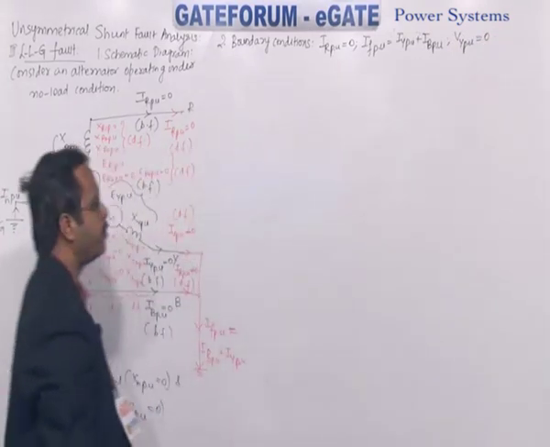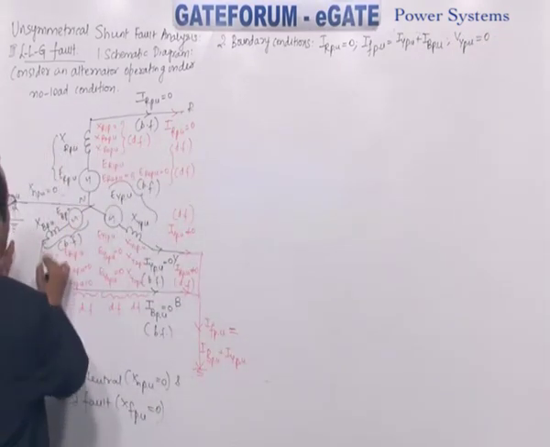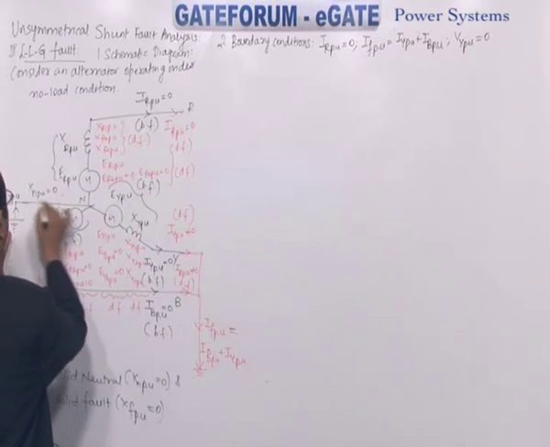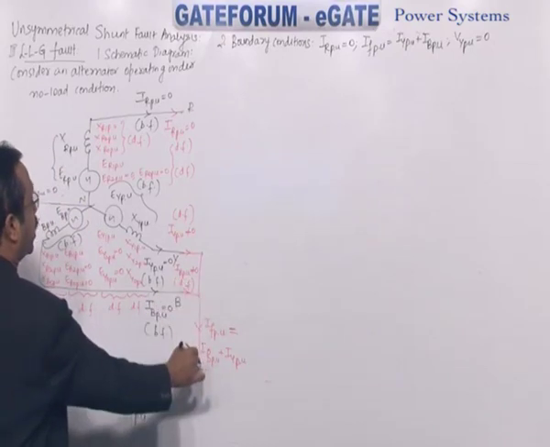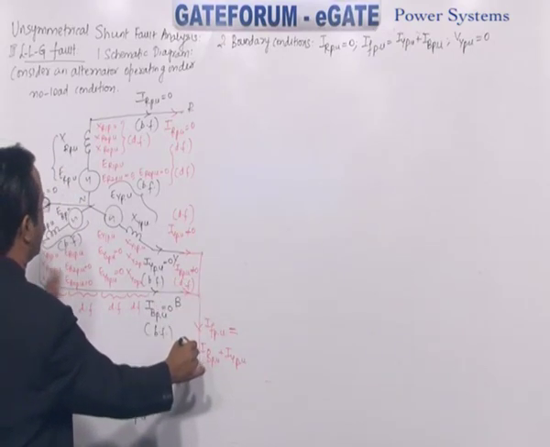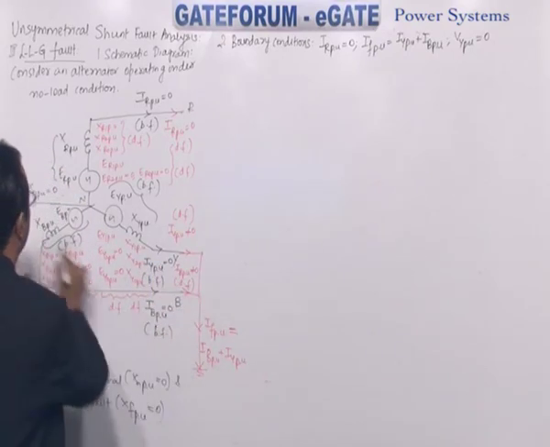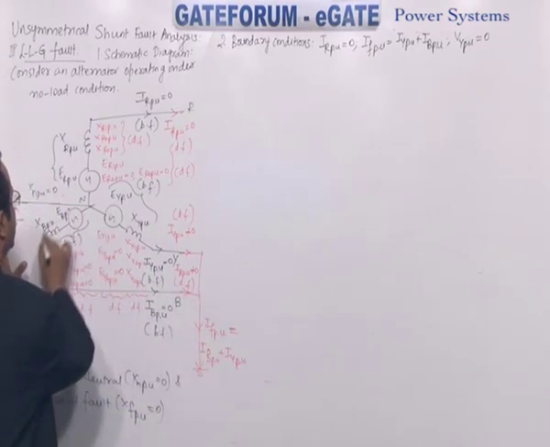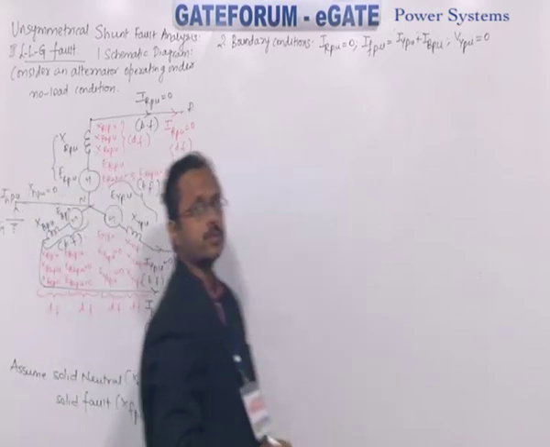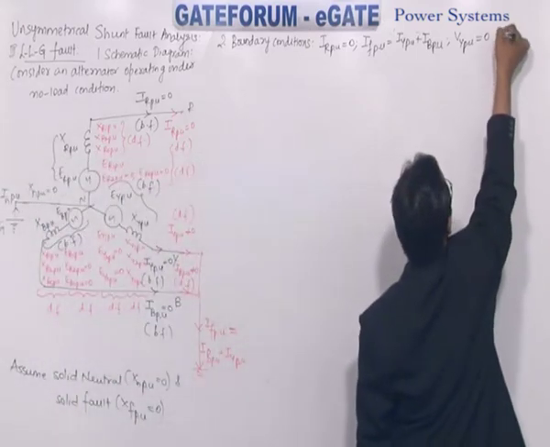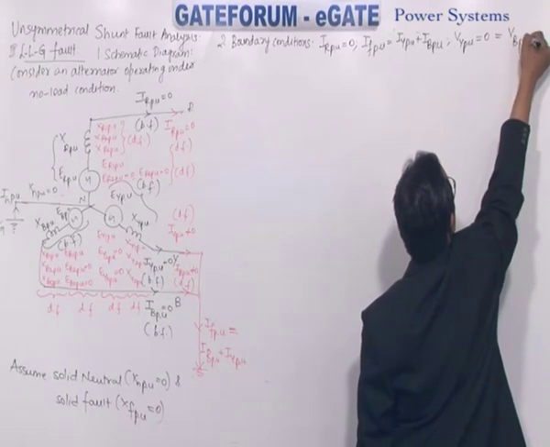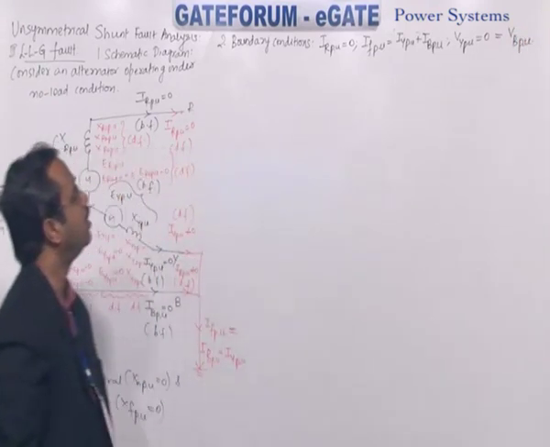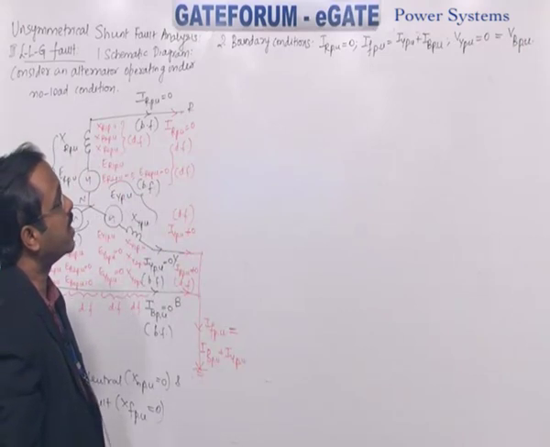Similarly, check the B phase. What do we have on either side of the B phase? We have a ground point, here also a ground point. So between two equal potential points, current does not flow. So what is the voltage in the B phase? 0. It is 0. So these are the boundary conditions.